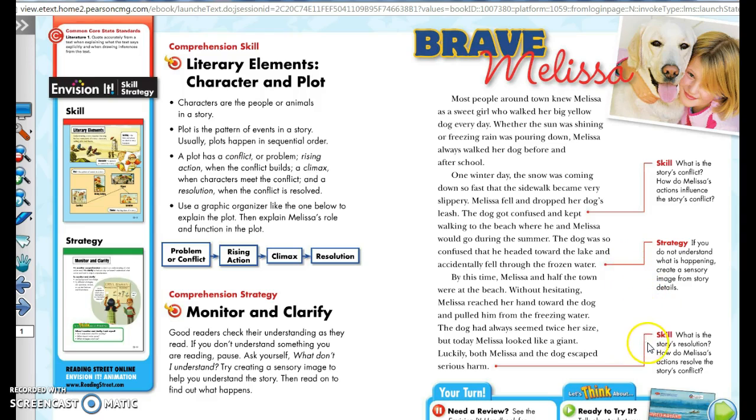And at the end, what is the story's resolution? Well, it's resolved by Melissa going to the lake, finding the dog, and then saving him by pulling him out.